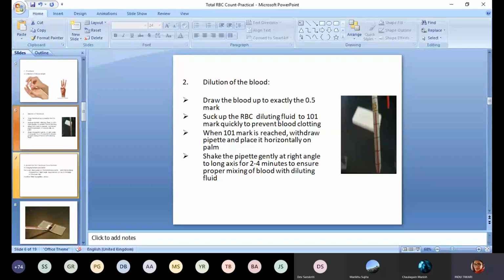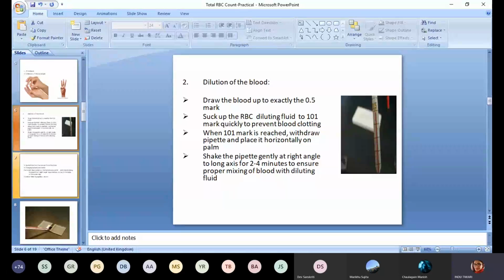Once you've drawn this RBC diluting fluid to the 101 mark, now you have to remove it from your mouth. All of this you are doing by sucking with the help of the mouthpiece in your mouth, you're sucking the blood up, and then you're sucking the RBC fluid up. Once the RBC fluid has been sucked up to 101, you have to immediately remove the mouthpiece from your mouth, and place it horizontal on your hands.